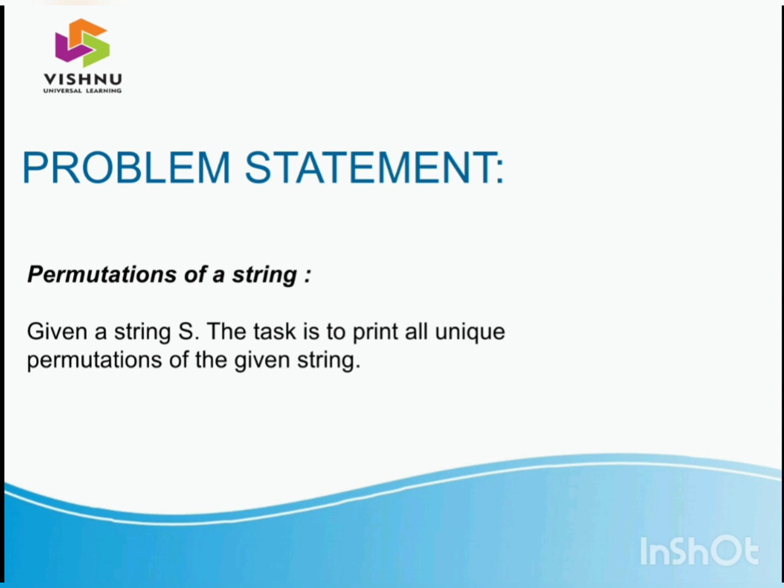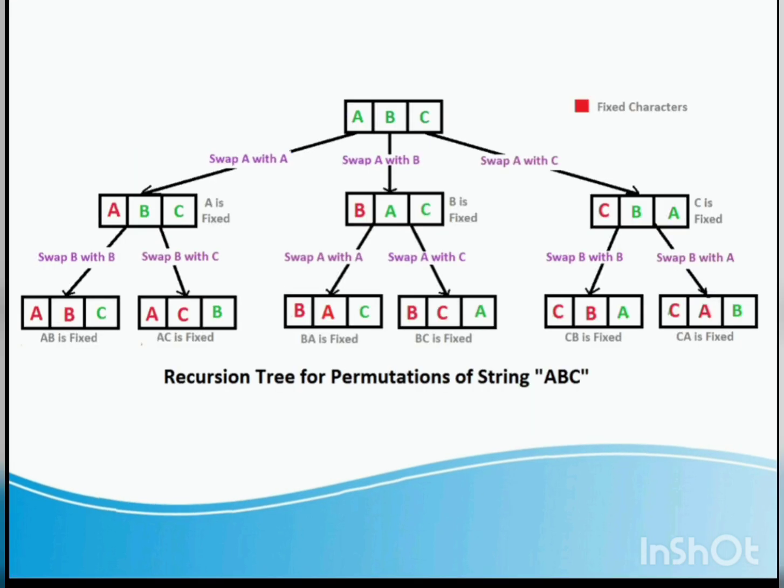Problem statement: permutations of a string. Here is the permutation of the string A, B, C. Permutations of the string means repeating the string in different ways, like A, B, C. If we give this, it gives A, B, C, B, C, A, C, A, B, A, C, B, B, A, C, C, B, A. Now we'll see an example program here.